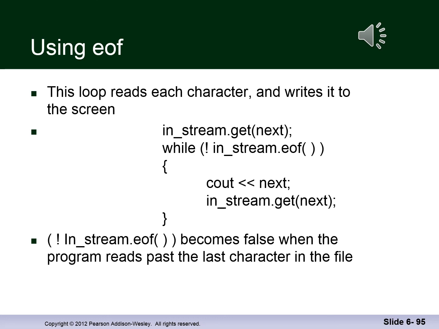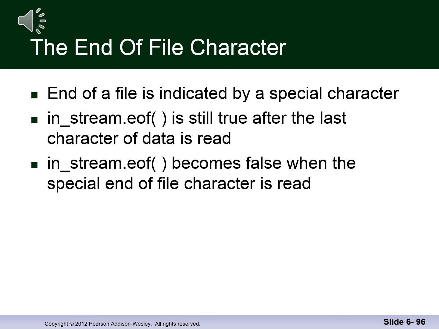Here's a coded example using EOF. We use the get member function to read the first char into the instream. Then we enter a loop while we are not at the end of file. Cout next, instream.get next, and we'll read each character in and place them into the output stream, using cout. Note that the condition being tested in the while loop becomes false when the program reads past the last character in the file. The end of file is indicated by a special character, and instream.eof is still false after the last character of data is read. It only becomes true when the special end of file character is read.